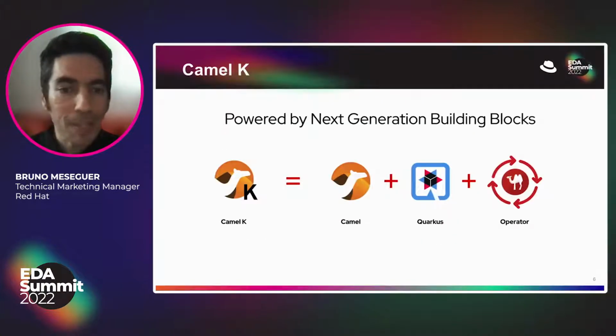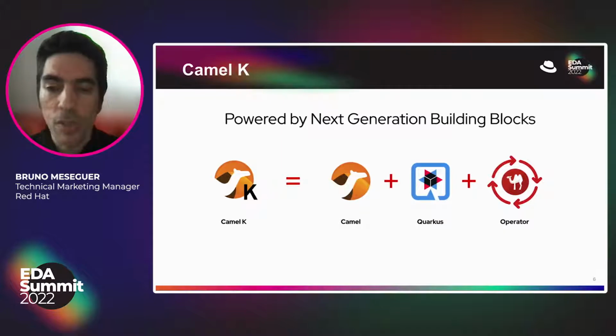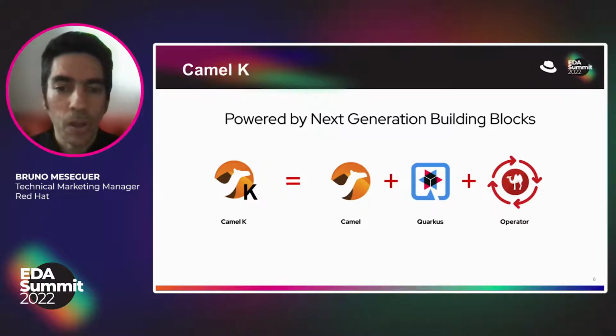So this is the mathematical formula, really, of Camel K. It's the combination of Apache Camel as the integration framework, Quarkus, the Java runtime, super lightning fast, and the operator. For those unfamiliar with operators in Kubernetes, these are like robots that will do a lot of work for us. So containerize the logic, deploy it, and run it, and so on. So it really relieves the developer from many of the hard jobs in the environment.